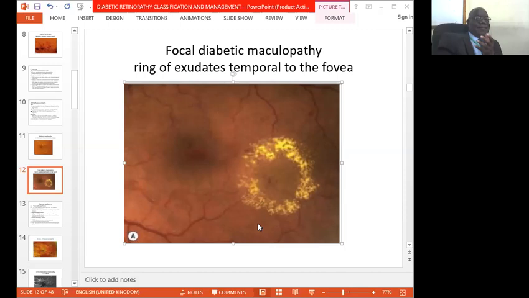Okay, the fovea itself is intact. The vision in this particular case may be better, despite the presence of these exudates here, because this is spared. But in some cases, you'll find this is occurring right at the fovea. Definitely, some patients' vision can't be better in that case.